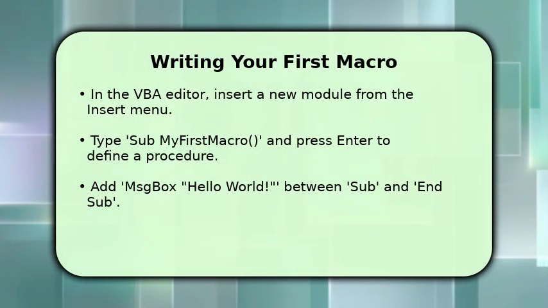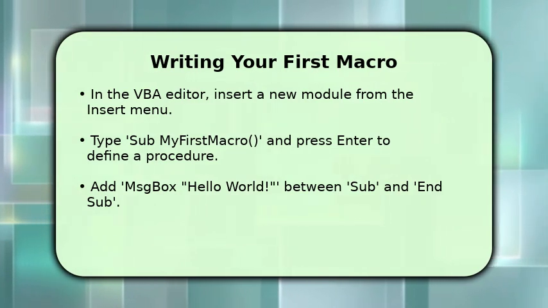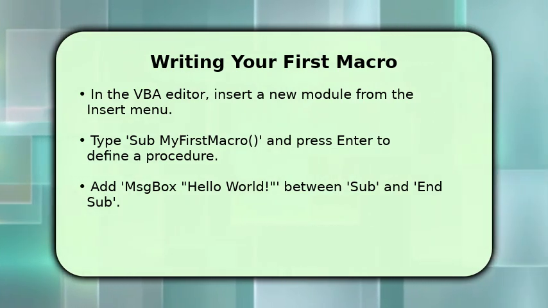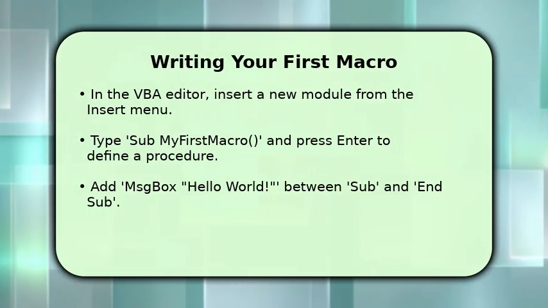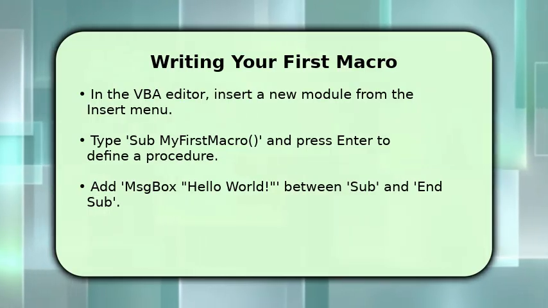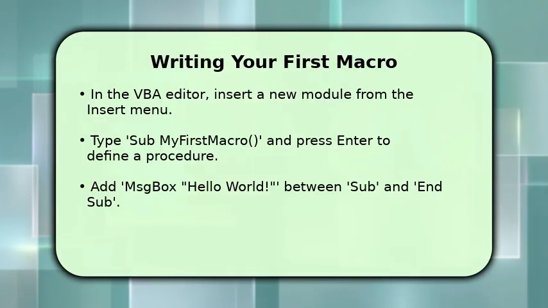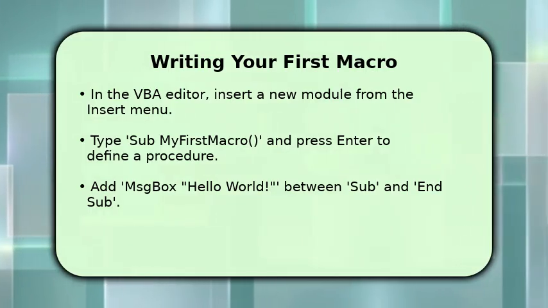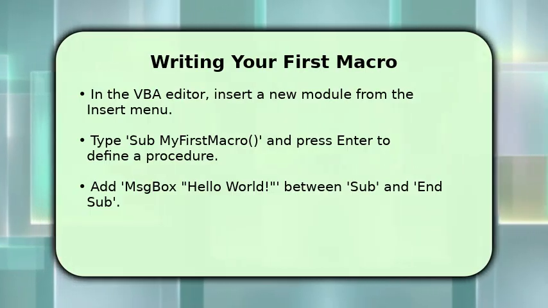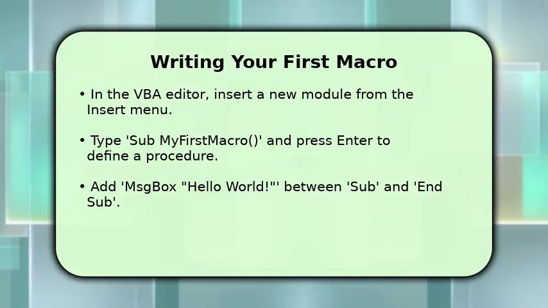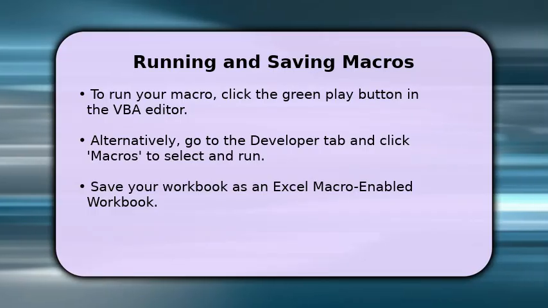With the VBA editor open, let's write a very simple macro. First, go to the Insert menu and select Module. This creates a new blank module where your code will reside. Inside this module, type Sub MyFirstMacro and press Enter. The editor will automatically add End Sub. Between these two lines, type MsgBox "Hello World". This command will display a message box containing the text Hello World when the macro runs, giving you a quick win. You've written your first macro, now let's run it.